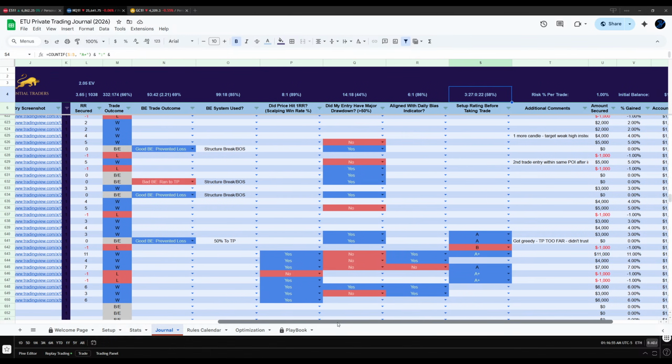Let's just see what else I could potentially delete to save you guys time. I know some people complain about it being too time consuming. Let's see how many more trades we have here to do. What's the next trade? Let's see, this was November 28th.